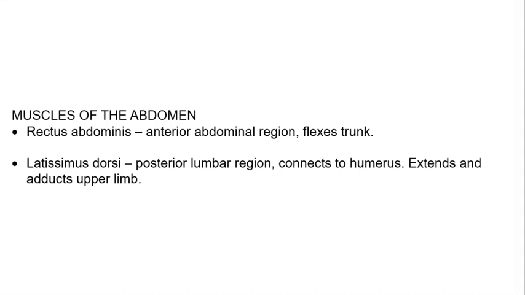Examining the muscles of the abdomen, we will turn our attention to the rectus abdominis, which is located on the anterior abdomen. It flexes the trunk when contraction occurs. On the posterior lumbar region is the latissimus dorsi, a triangular-shaped muscle that tapers to a point at which it connects to the humerus, spanning the inferior side of the shoulder joint. Contraction of the latissimus dorsi produces extension and adduction of the upper limb.